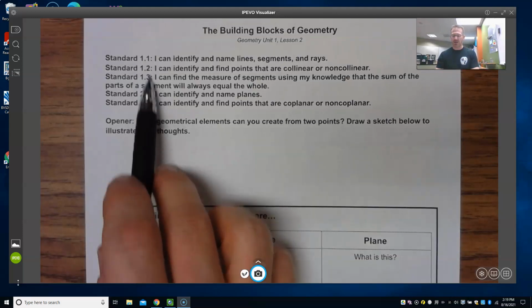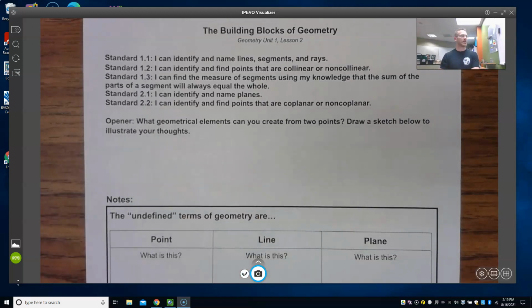You can see that we're going to look at several different standards today. Standard 1.1: I can identify and name lines, segments, and rays. Standard 1.2: I can identify and find points that are collinear and non-collinear. Standard 1.3: I can find the measure of segments using my knowledge that the sum of the parts of the segment will always equal the whole. Standard 2.1: I can identify and name planes. And standard 2.2: I can identify and find points that are coplanar or non-coplanar.